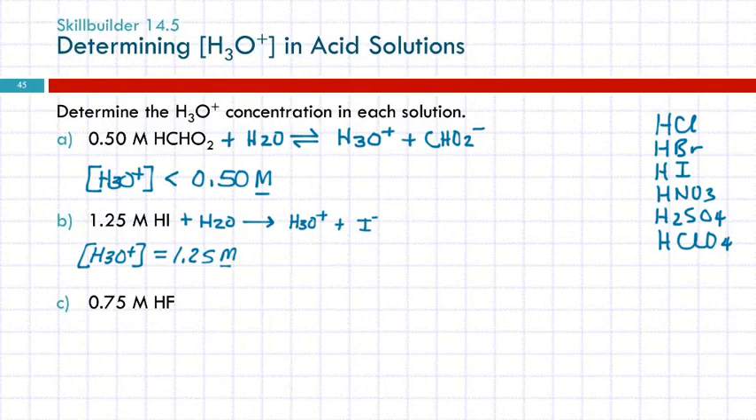How about 0.75 molar HF? Is that a strong acid or a weak acid? It's a weak acid. It's not on the list. Okay? Weak acid. So, I mean, we could write this out, but we don't really have to. Does that completely ionize? No. So the ions that are formed are lower in concentration because it doesn't completely ionize.